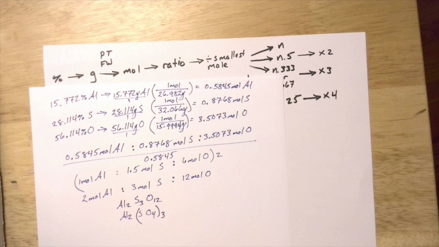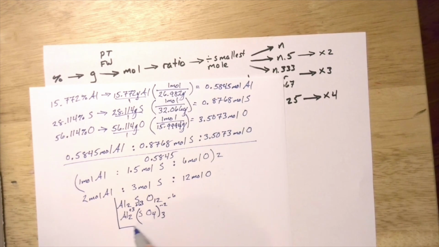You recognize it now? So aluminum has a positive 3 charge. SO4 is your sulfate, which has a negative 2 charge. So you have 3 negative 2, so that gives you an overall negative 6. 2 times positive 3 gives you a positive 6. So positive 6, negative 6, the whole thing is neutral. So this is aluminum sulfate.